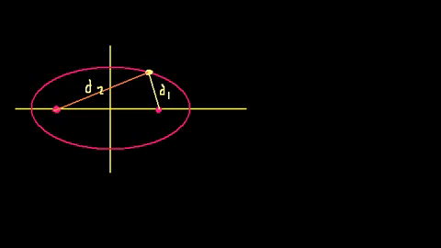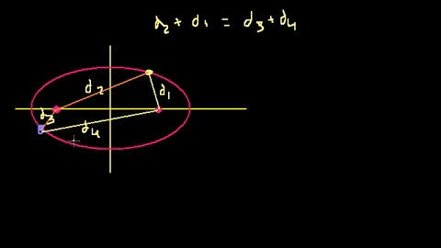So if I take another point along the ellipse, this point right here, and sum this distance and that distance, let's call this D3 and this D4, the sums of these distances to the foci along this ellipse are going to be a constant. So D2 plus D1 is going to be equal to D3 plus D4. And this would be true wherever you go along the whole ellipse.